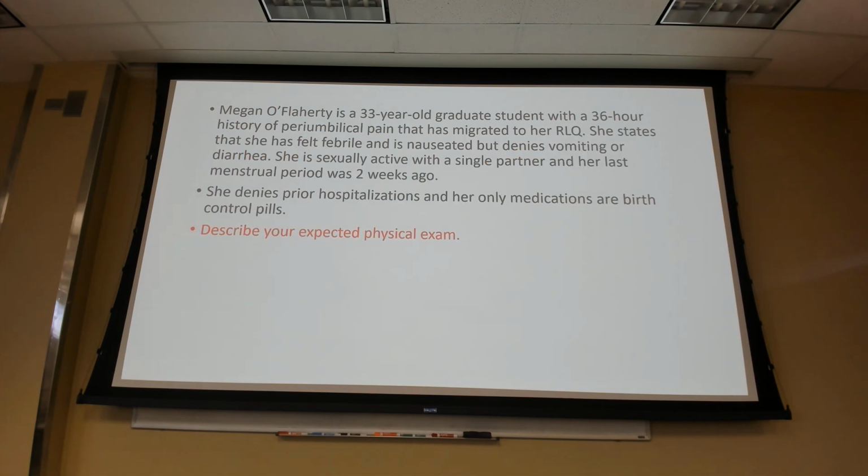Good. All right. So she's got 36 hours of periumbilical pain. It's now migrated to her right lower quadrant. She's felt febrile and is nauseated, but denies vomiting or diarrhea. She is sexually active, one partner, and her last menstrual period was 2 weeks ago. No prior hospitalizations, only meds of birth control. What sort of physical exam findings do we expect on this patient?